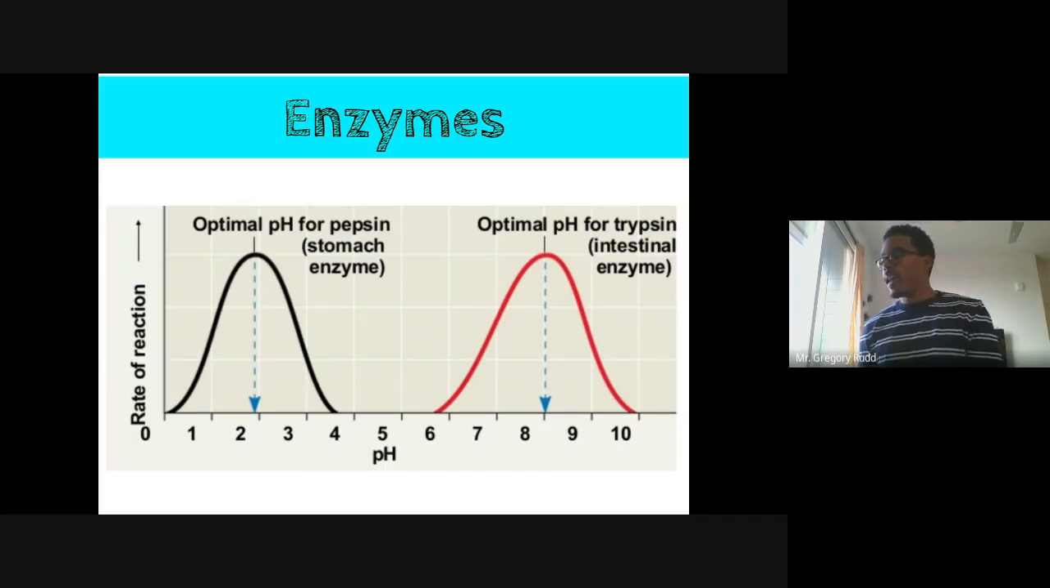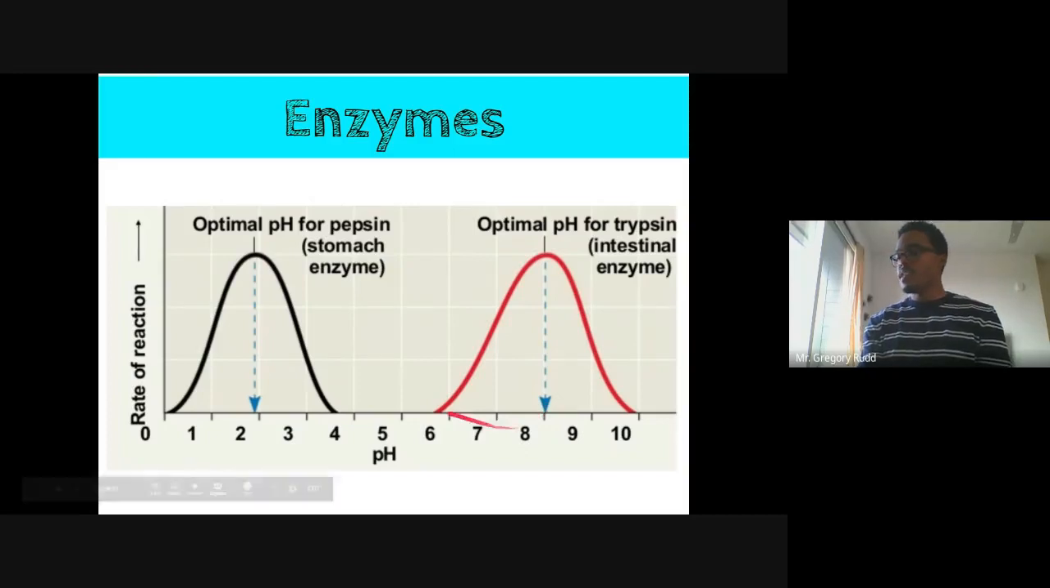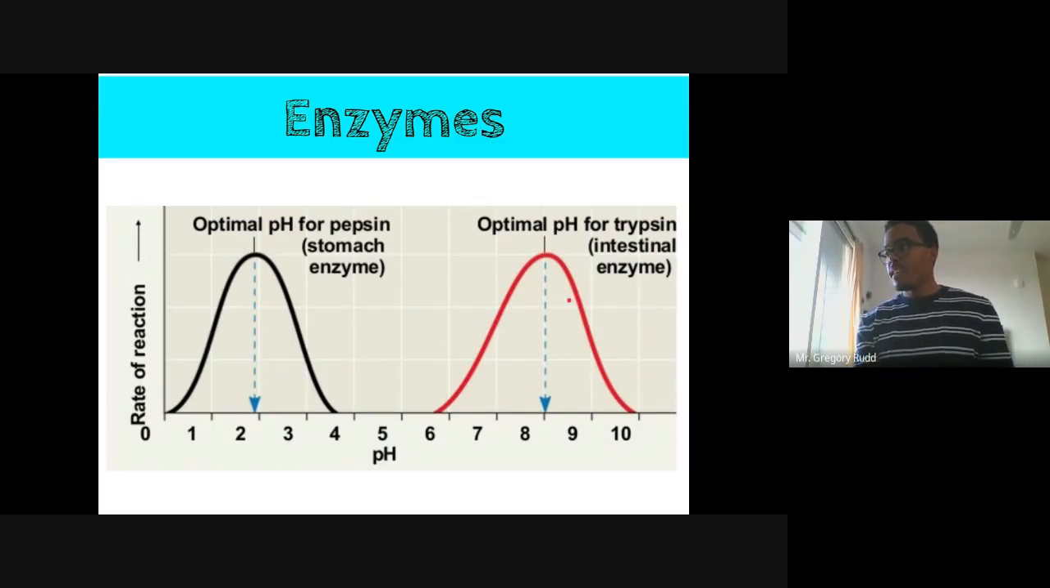Okay, we've got, yeah, I think this graph is set up poorly, but 8.58, whatever, I see what you guys are saying. Correct, that is the optimal pH.